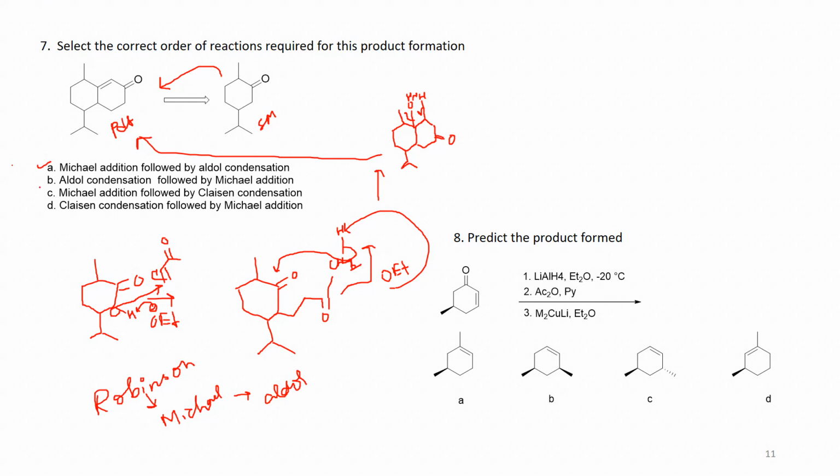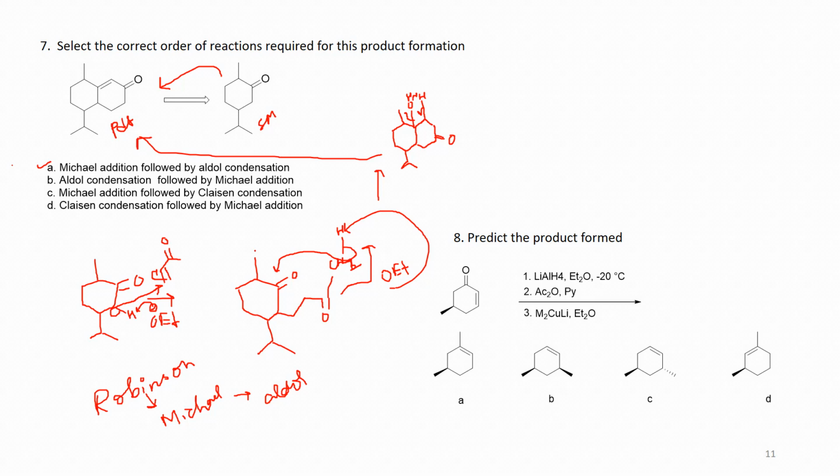So what is the application of this reaction? If you want to get a bicyclic compound from a monocyclic compound, you can easily perform this reaction to get this bicyclic compound from a monocyclic compound. This is called Robinson annulation.